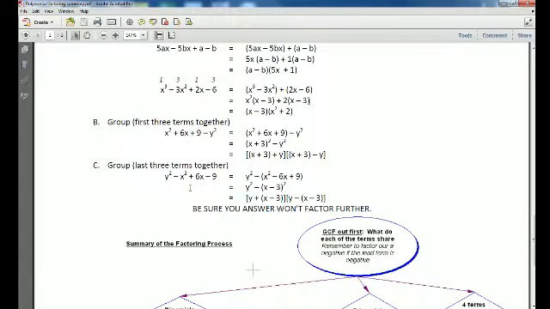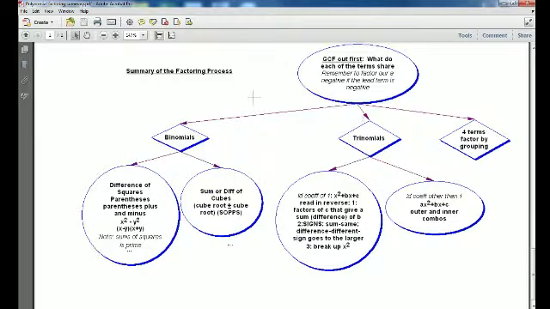And then at the bottom, here's a little diagram for you. Okay, greatest common factor first, and then you can pick if it's a binomial, trinomial, or 4-term polynomial, and these are the different methods for each. It's a lot more clear and concise than your book.